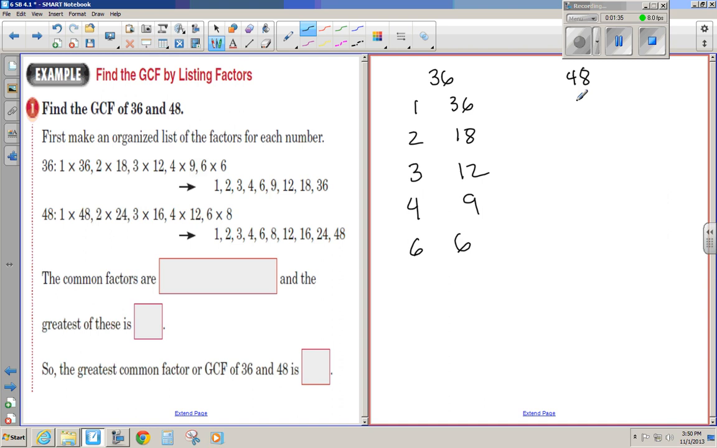48 would be 1 times 48, 2 times 24, 3 times 16, 4 times 12, no 5, 6 times 8. So these are all of the factors: 1, 2, 3, 4, 6, 8, 12, 16, going in this direction in numerical order.